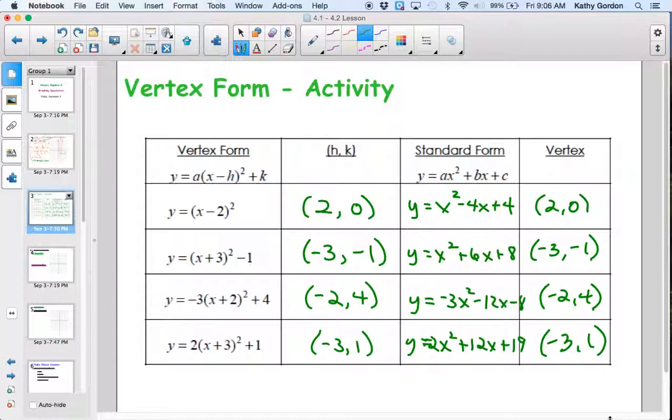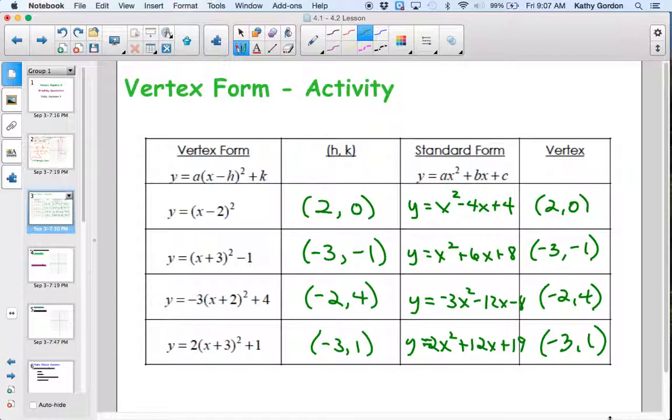B, y equals negative 3 times x plus 3 squared plus 2. What's the vertex for that one going to be, Damien? Minus 3, 2. Did the negative 3 out in front affect our vertex? No. It's got a different job, but it has nothing to do with our vertex. Okay? And for part C, y equals 2 times x plus 5 quantity squared plus 2. Julie, what would we get for a vertex? Negative 5, 2.